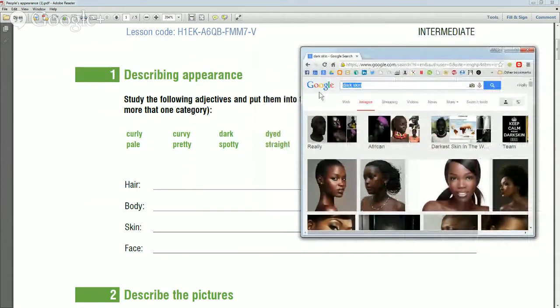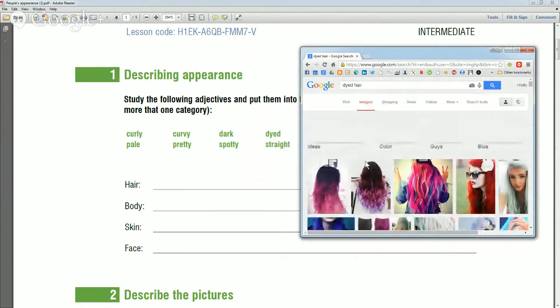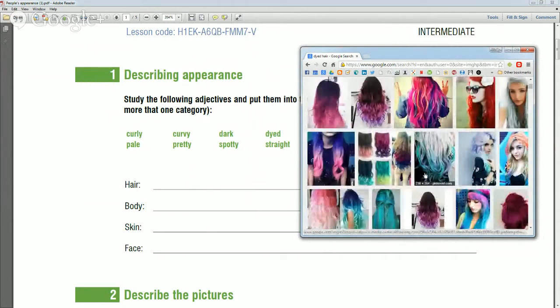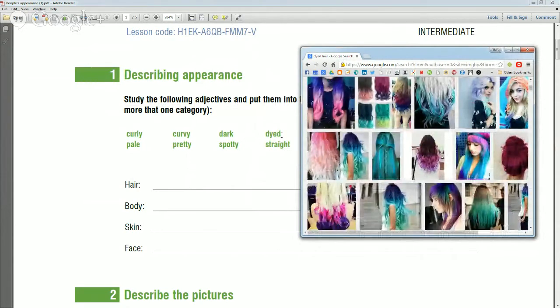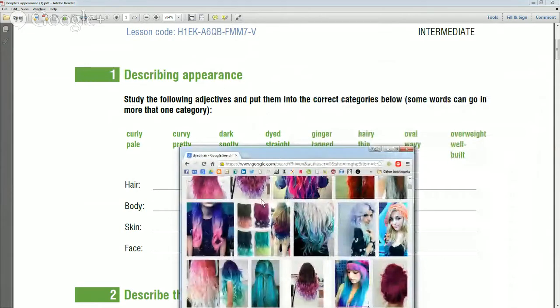Dyed. What would that have to do with? Well, with that one, it's usually dyed hair. So if your hair is dyed, it means it's a different color. You can also dye t-shirts and other things, but dyed hair is what it usually is. Then we have the word ginger.